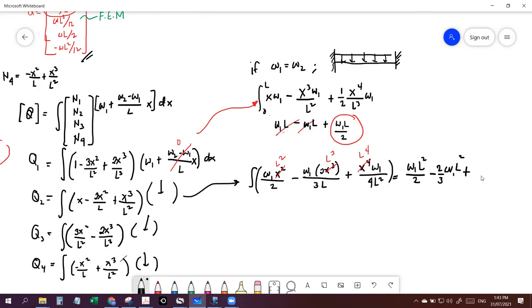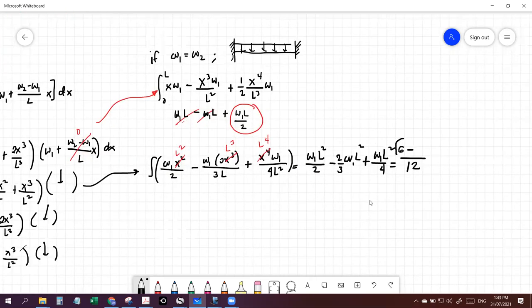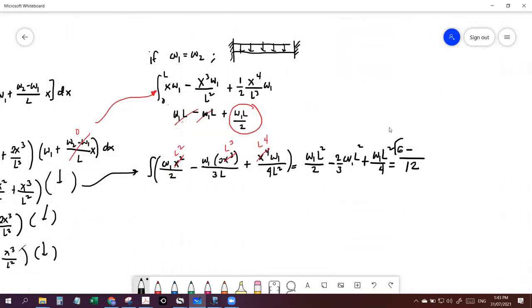Plus L to the 4th over L squared W1 over L squared over 4. So simplify natin. 2, 3, 4 is 12. 12 divide 2, 6 minus, hirap mong sulat. 12 divide 3, 4 times 2, 8. 12 divide 4, 3.